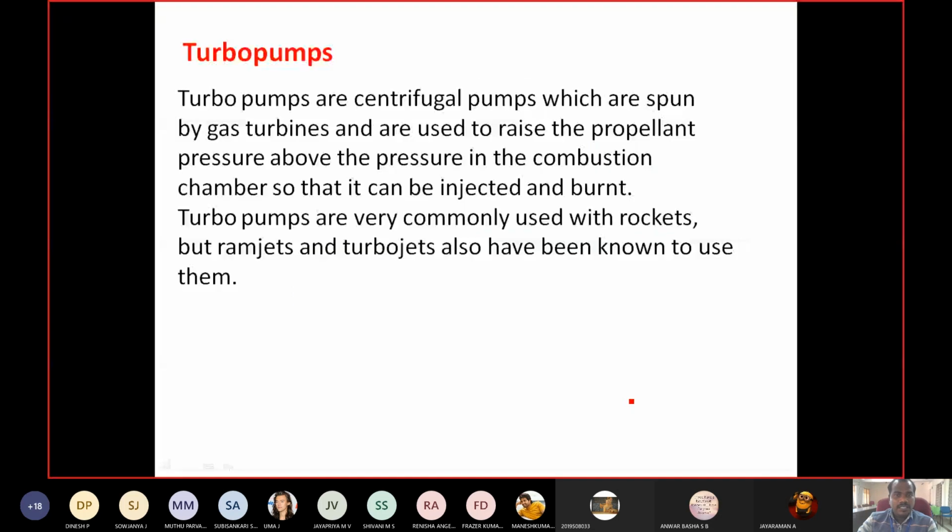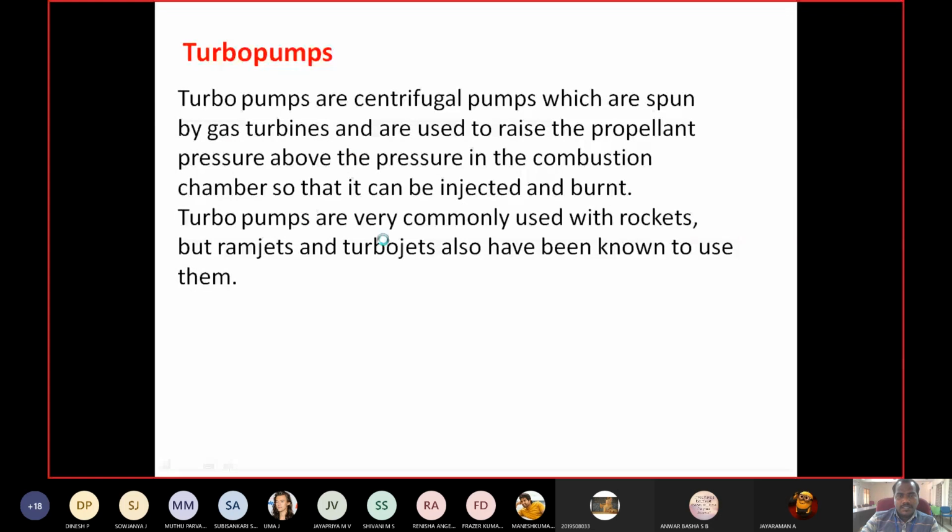Then also we have turbo pumps. So turbo pumps are centrifugal pumps which are spun by gas turbines and are used to raise the propellant pressure above the pressure in the combustion chamber, that you know very well, right? So that it can be injected and burned. So turbo pumps maintain the pressure of the fuel tank. Then the turbo pumps are very commonly used with rockets, but ramjets and turbojets also make use of them.